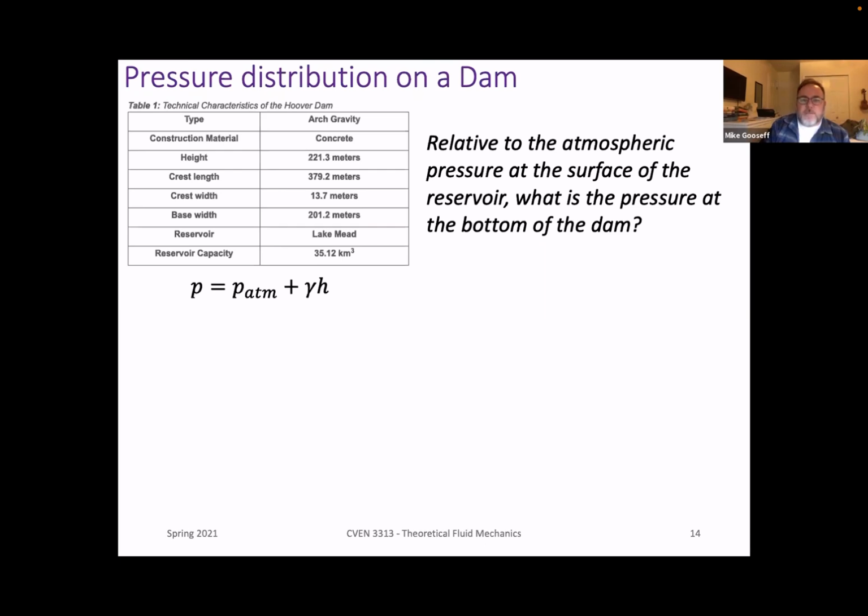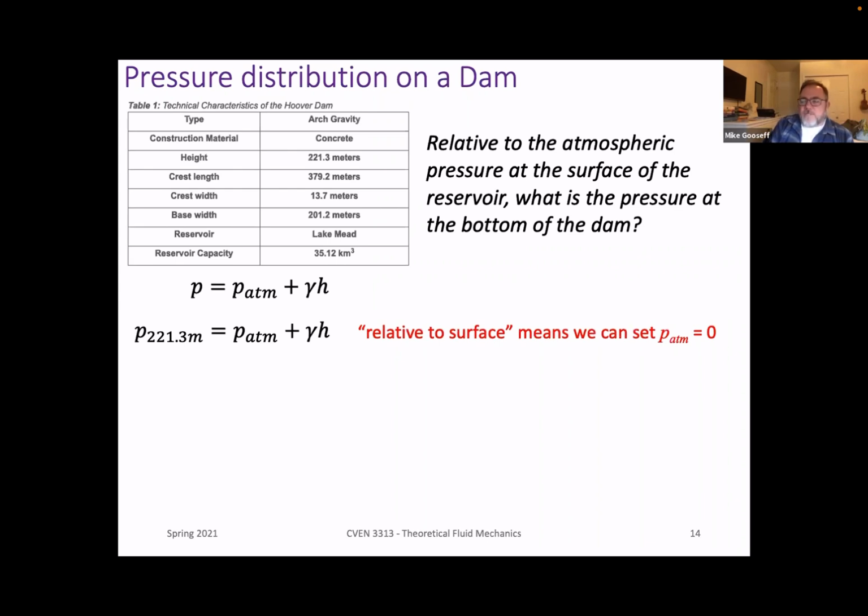We have used this equation or stated this equation a few times now. The pressure at some point within the water column is going to be equal to the pressure at the surface plus the hydrostatic pressure as we move down through the water column. So that is gamma, the specific weight of water, times the depth, in this case H, the depth of water that we're at. So in this case, we want the pressure at 221.3 meters. That's the only substitution I've made here: P is equal to the atmospheric pressure plus gamma H.